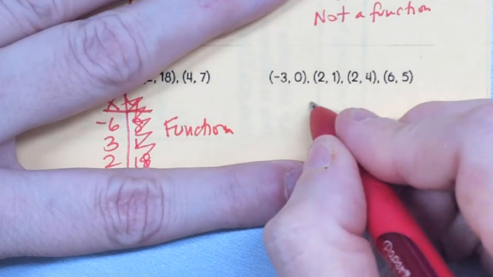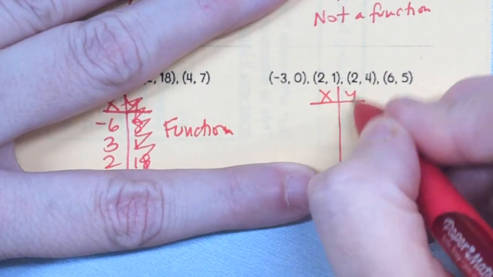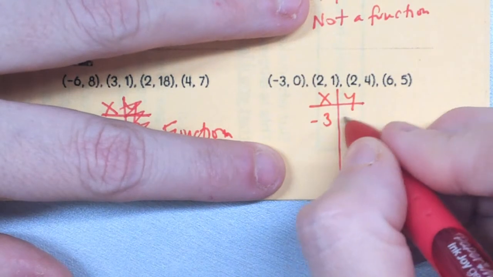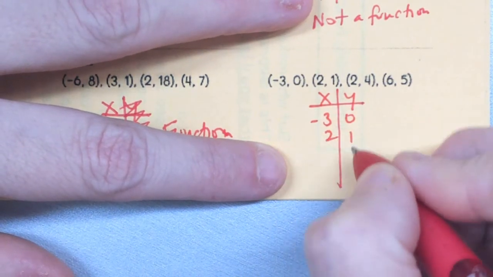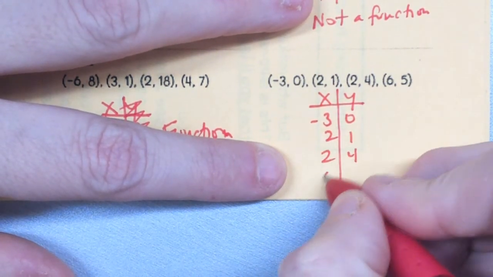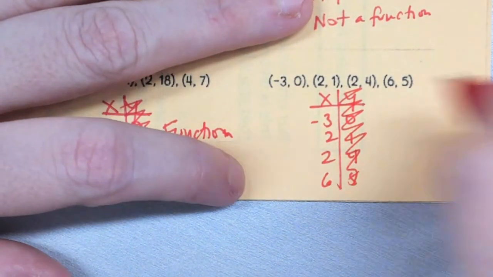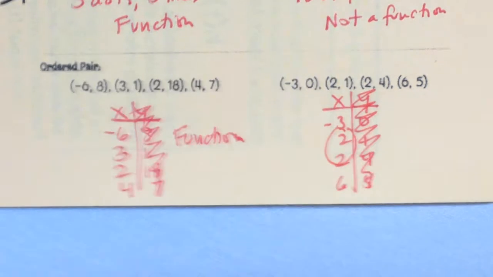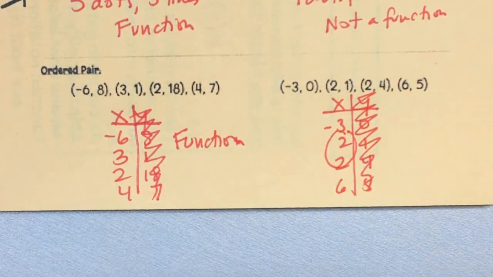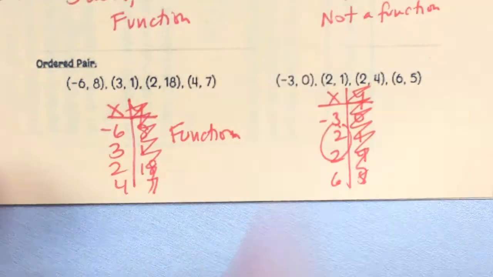Okay, now I look over here. I do the same thing. -3, 0; 2, 1; 2, 4; 6, 5. And then I squiggle out the y's. Do I have any repeated x's? Yes. Yep, circle them so I know what they were. And now you know that this is not a function.